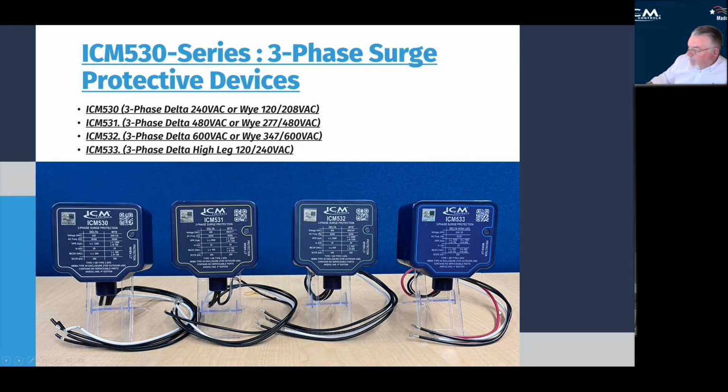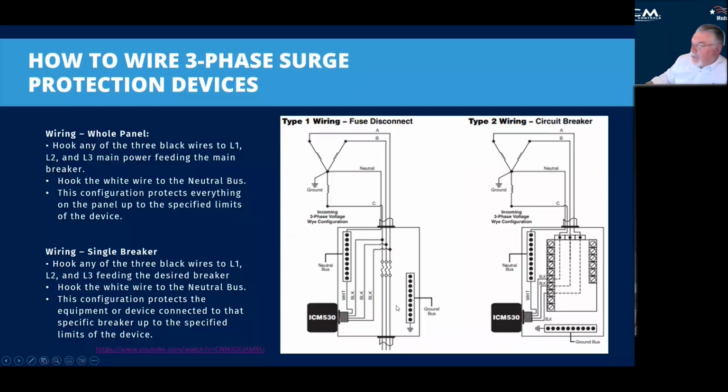And you see there's a red wire on this. So on the others, the wiring doesn't matter. You know, you got 3 blacks, L1, L2, L3, doesn't matter. And then the neutral wire. On this one, you see you've got that red wire for that high leg. And then basic wiring on this, hook any of the 3 black wires to L1, L2, L3, feeding the main breaker. This is for a type 1 installation. And then hook the white wire to the neutral bus.